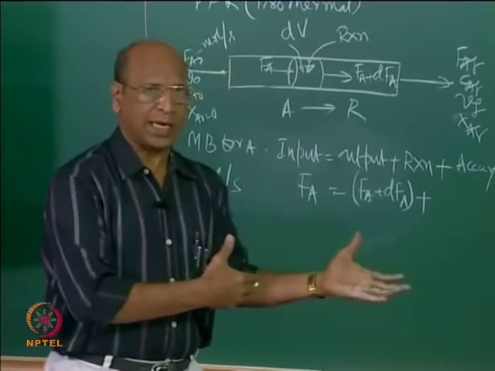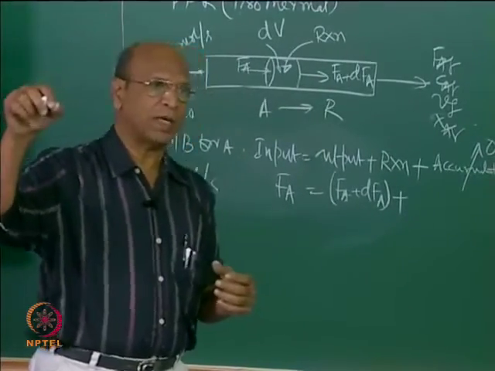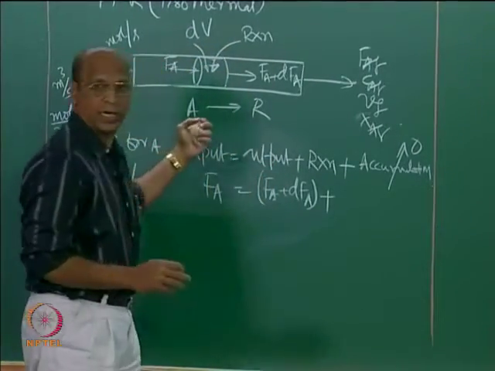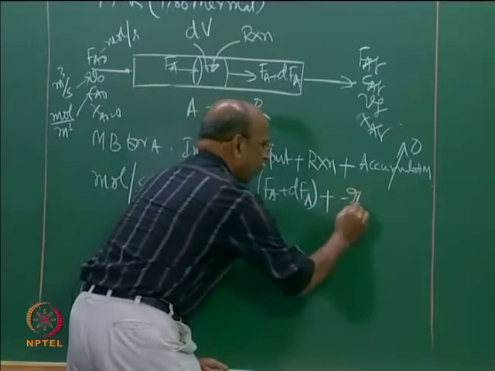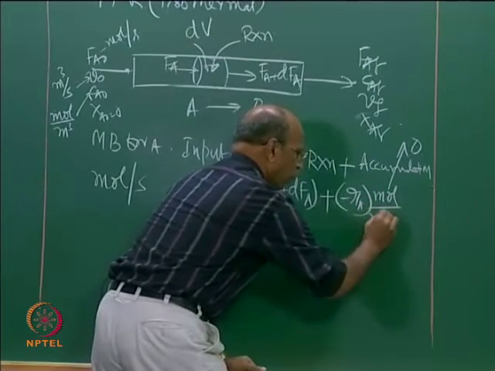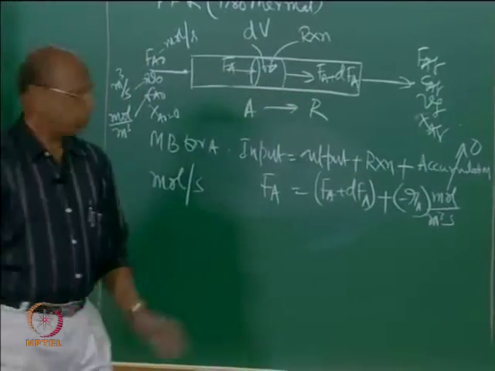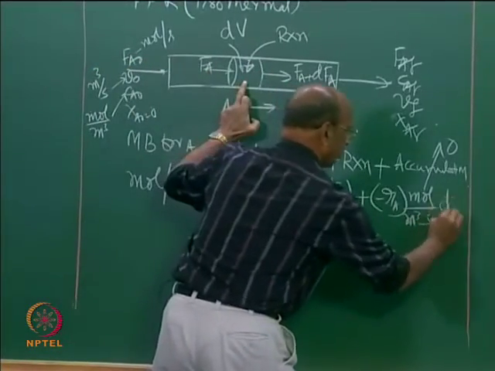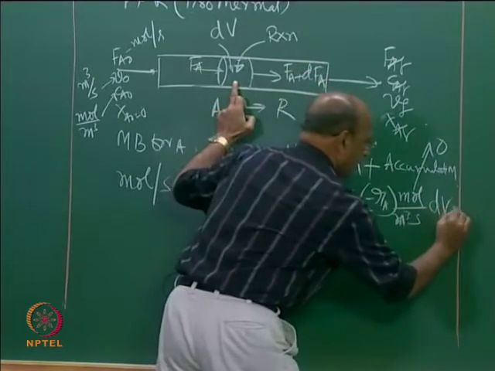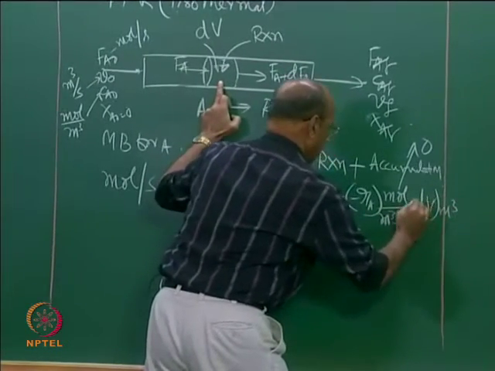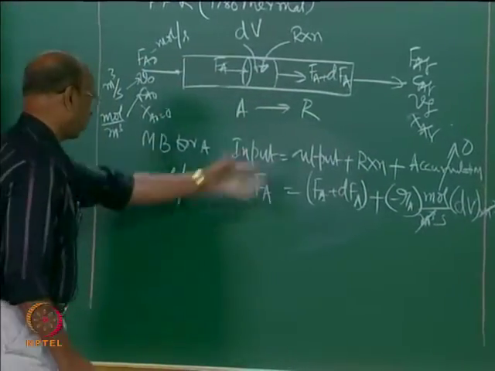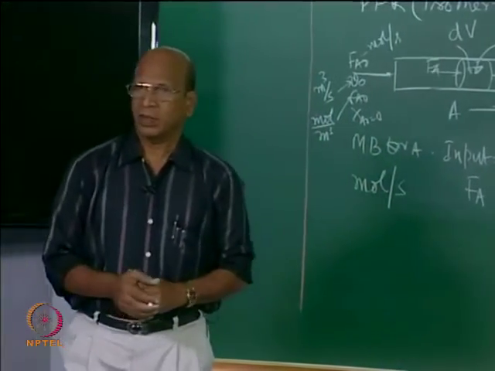Because we are talking about a homogeneous system right now, the rate is in moles per unit volume per time. That is why I will write the rate as minus rA, because we always write A as the key component. This is minus rA in moles per meter cubed per second, multiplied by the volume dV, which is meter cubed. So meter cubed gets cancelled, and I have only moles per second. So my balance is right, good.